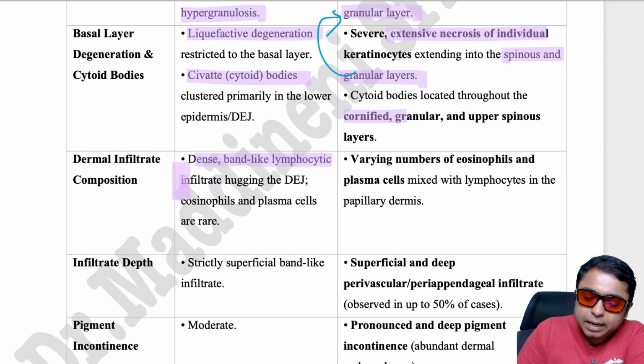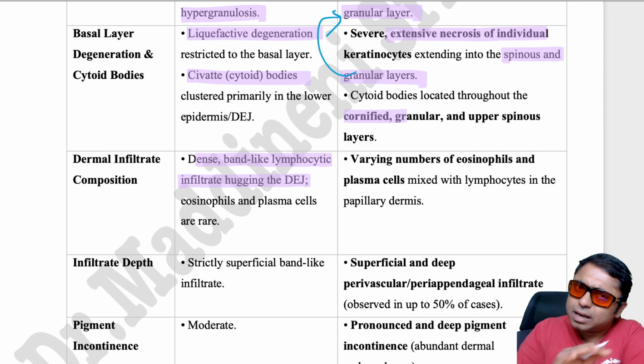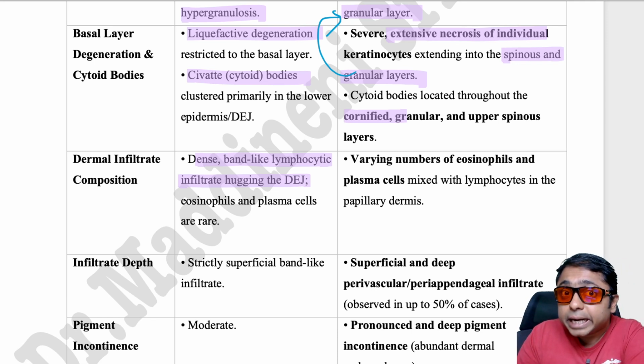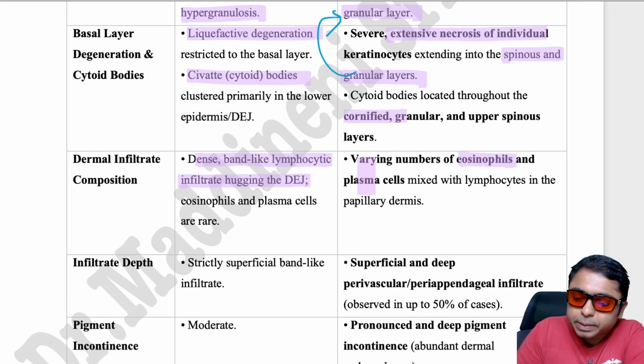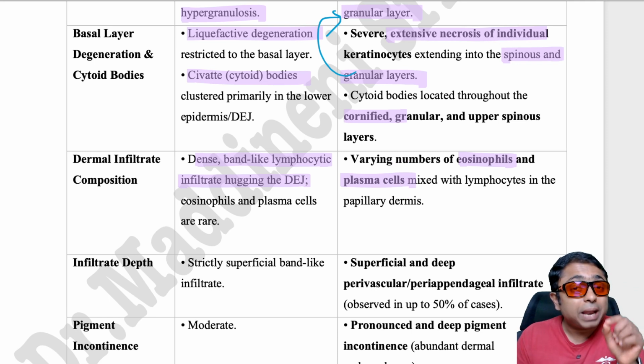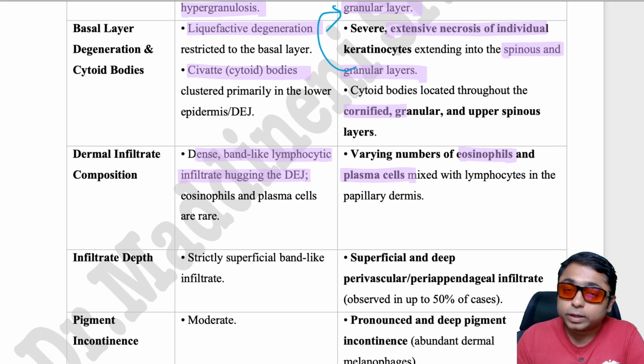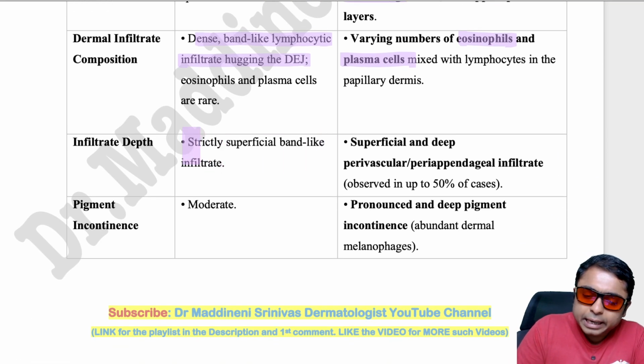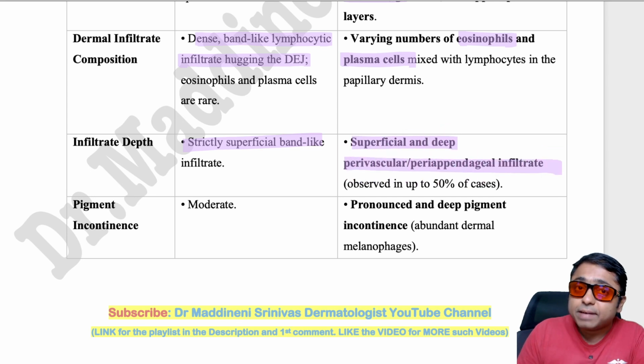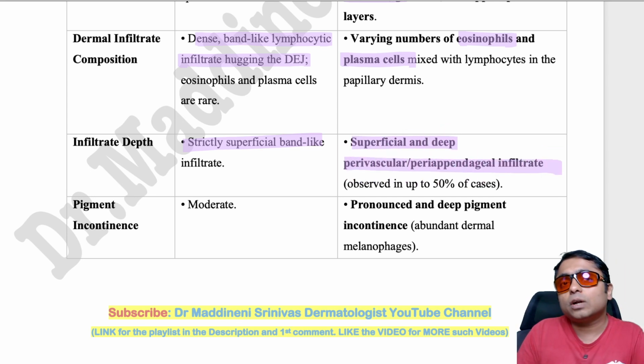So, here a band-like lymphocytic infiltrate will be seen, very classical, but in the drug-induced lichen planus, very interestingly, there will be the presence of eosinophils and also plasma cells along with the lymphocytic infiltrate. Important point again to differentiate between these two. And it is strictly superficial, whereas here a deep perivascular and periappendageal infiltrate can also be observed in the drug-induced lichen planus.